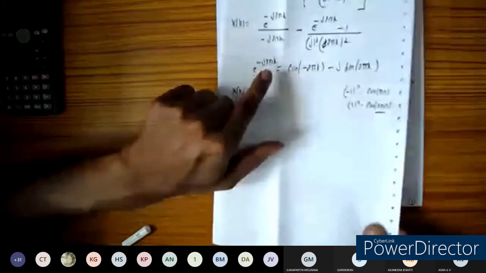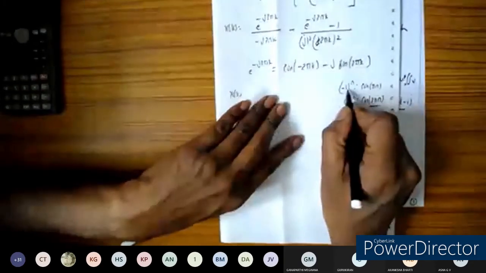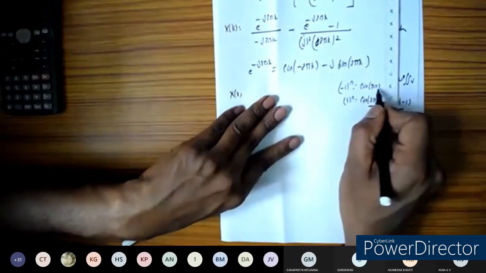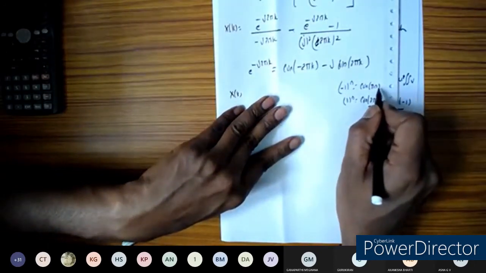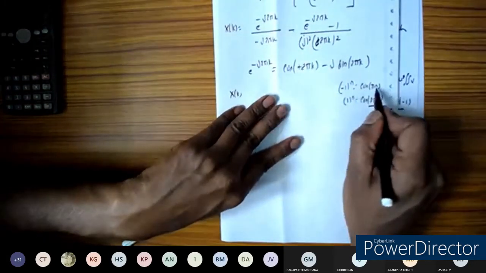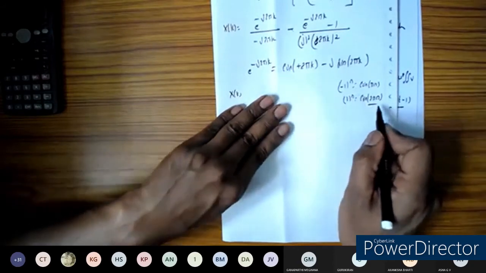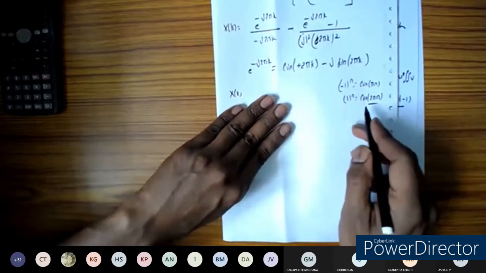Okay, so I'm going to recall the formula. Here we have one formula: minus 1 to the power of n is nothing but cos pi n. And 1 to the power of n is nothing but cos 2 pi n.